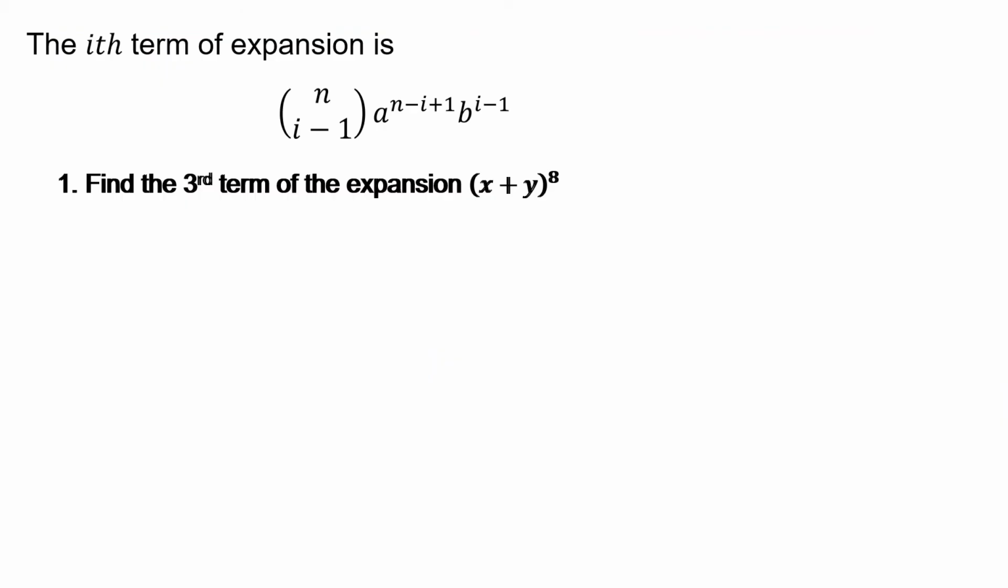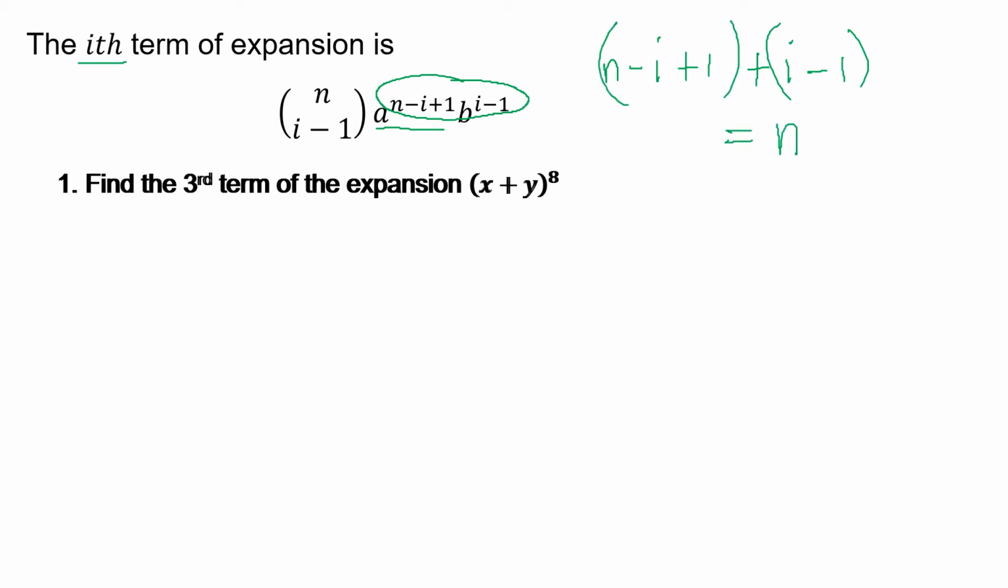The ith term of the expansion. If we're looking for the specific term of any expansion, we can have the formula, the combination of n taken i minus 1 times a raised to n minus i plus 1 times b raised to i minus 1. If you get the sum of the exponents, n minus i plus 1 plus i minus 1, that is automatically equal to n. So that is the intention. If we add the exponents of the two terms, the total must be the exponent of the expansion.